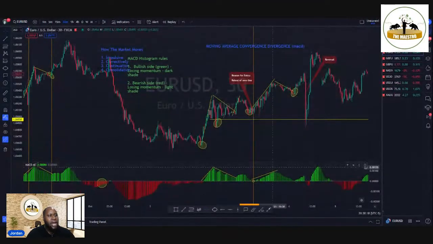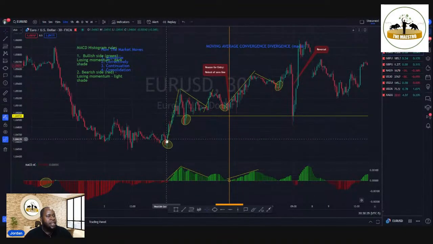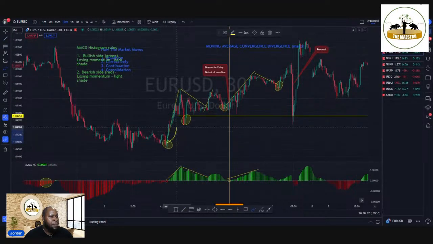What we've been establishing so far is the convergence part of MACD. In other words, as we see the candlesticks going upwards, we see the histogram also going upwards. Let me just get my other tool. As we see this going downwards, we also see the histogram going downwards. So it's converging. All of this is convergence. We're all going in the same direction.